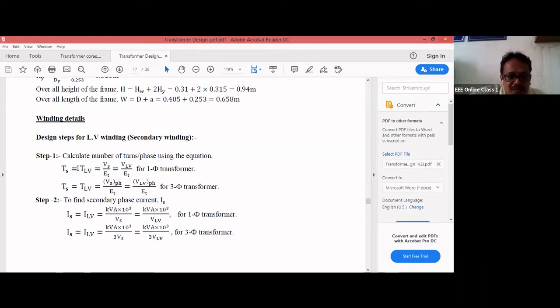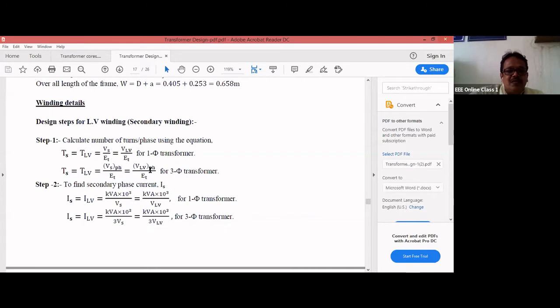Otherwise, if you use this one, TLV is equal to the voltage of the secondary winding, VLV, the low voltage winding, divided by ET. Either one you can use: TS is equal to Vs by ET, or TLV is equal to VLV by ET. So the number of turns per phase, TLV, is equal to VLV by ET, where VLV is the voltage on the secondary, the low voltage, for a single phase transformer.